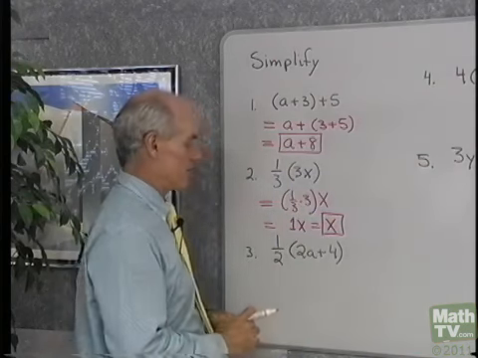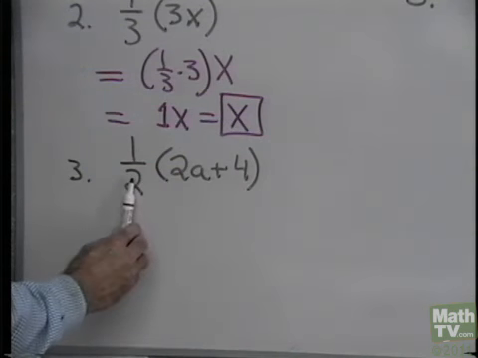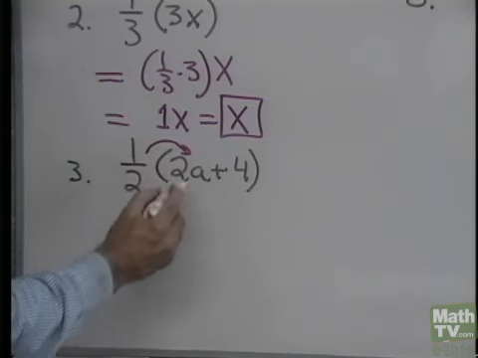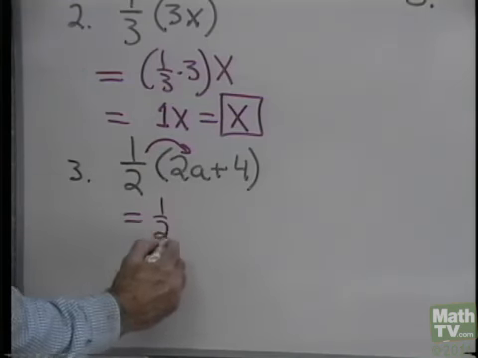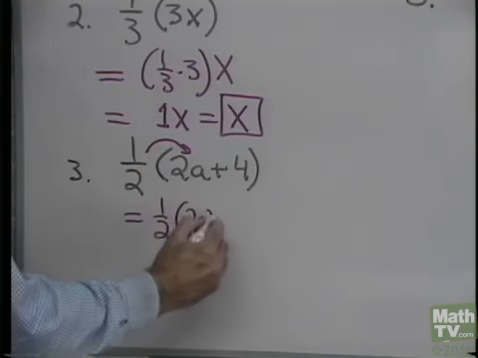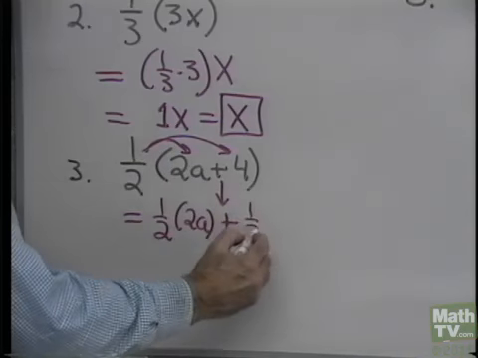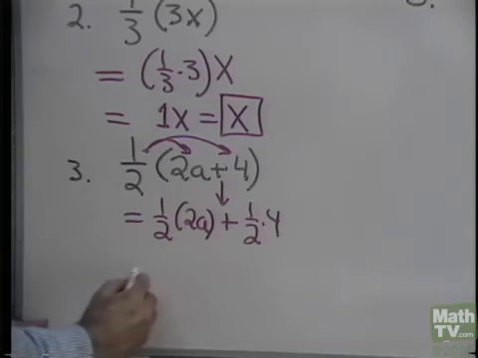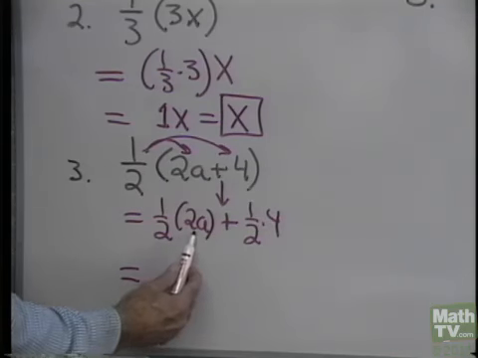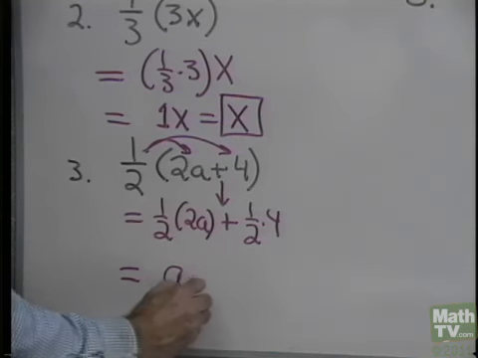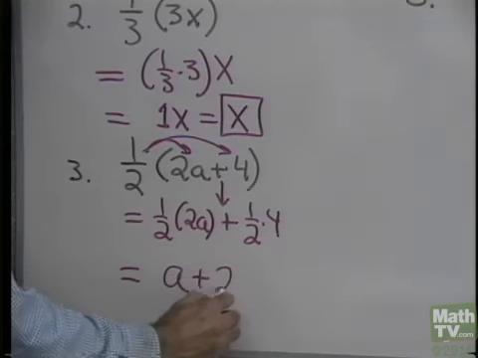Here's one that involves the distributive property. Let's distribute this 1/2 over the sum 2a plus 4. So I'll multiply 1/2 times 2a and add that to what I get when I multiply 1/2 times 4. Now that's showing all the steps. The result is simply 1/2 times 2a, because of what we did on the previous problem, is simply a, and then 1/2 times 4 is 2.